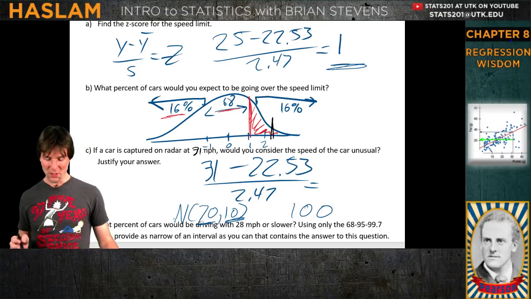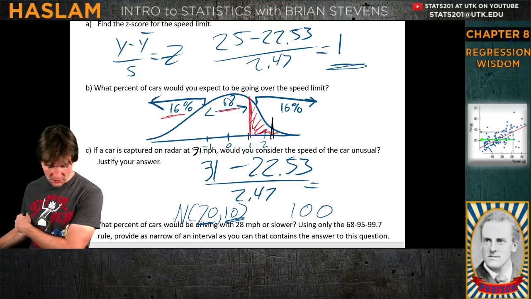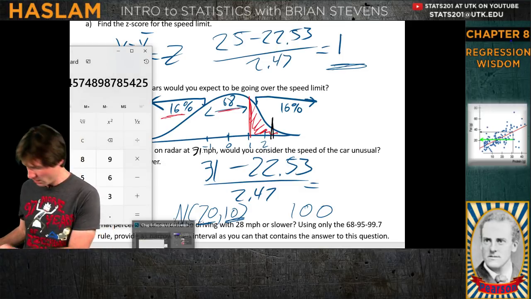Sorry, everyone. So with this right here, we have that 31, and now let's z-score this. We just kind of altered the question.